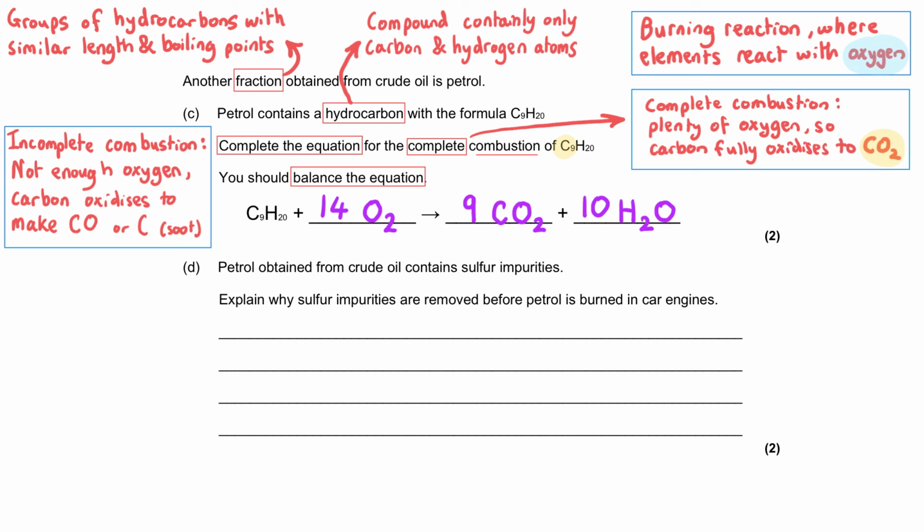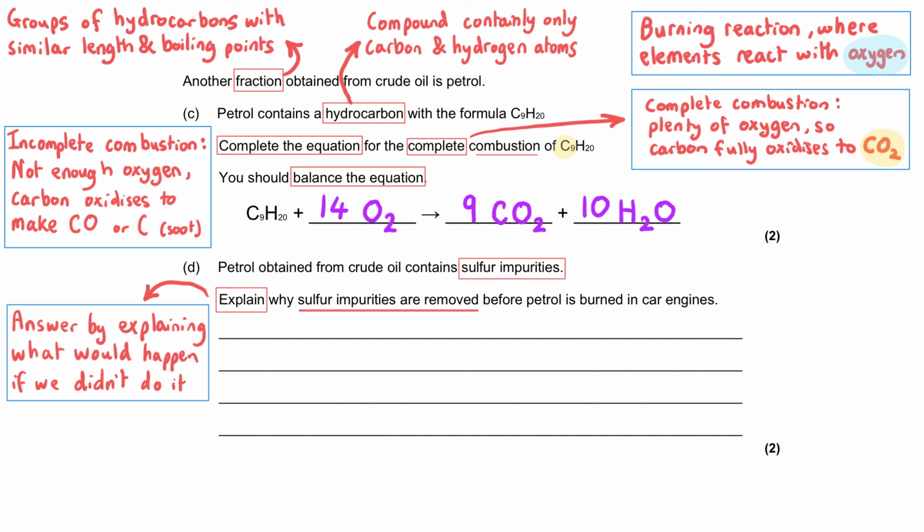And then we're told that petrol obtained from crude oil contains sulfur impurities. And we've been asked to explain why sulfur impurities are removed before petrol is burned in car engines. Often when you've been asked to explain why we do something, it's quite useful to approach your answer from the point of view of, well, here's what would happen if we didn't do this thing. And that's what I recommend here, because if we don't remove the sulfur impurities before we burn the petrol, they will still be in the petrol when we burn it.